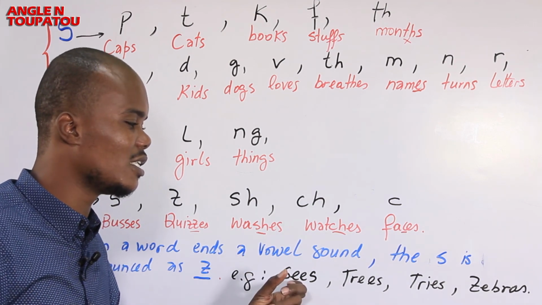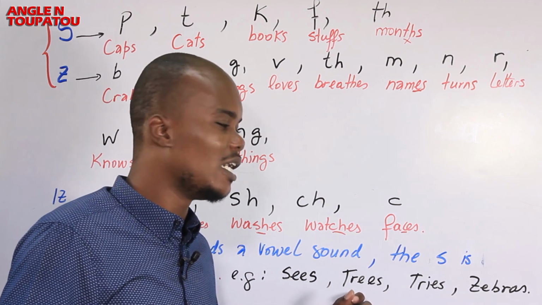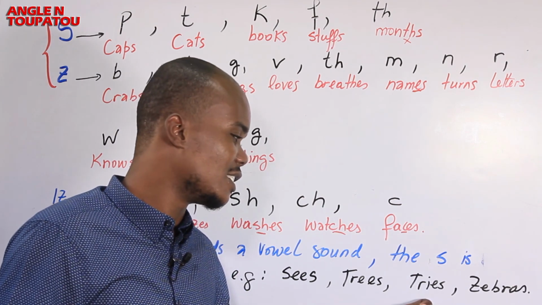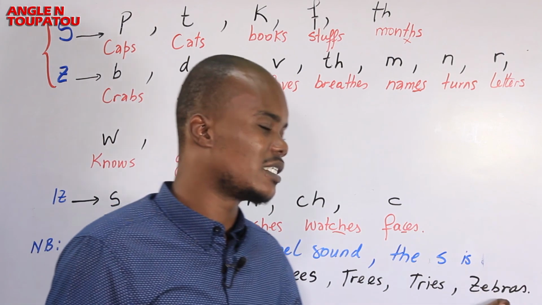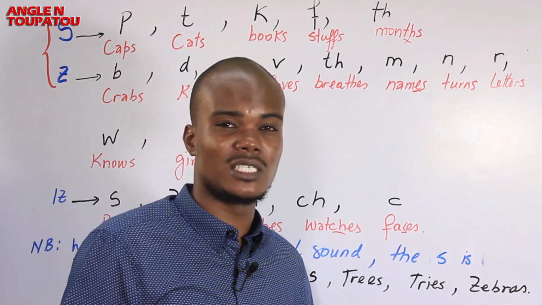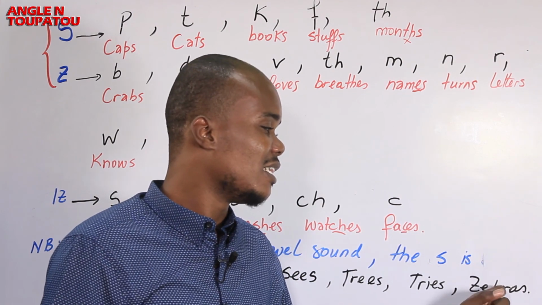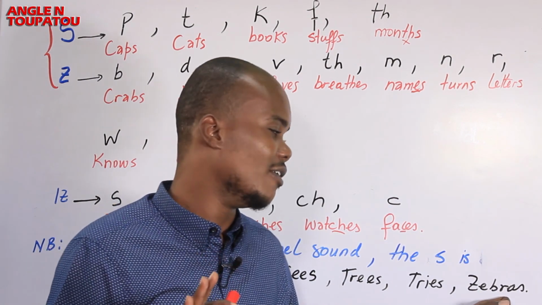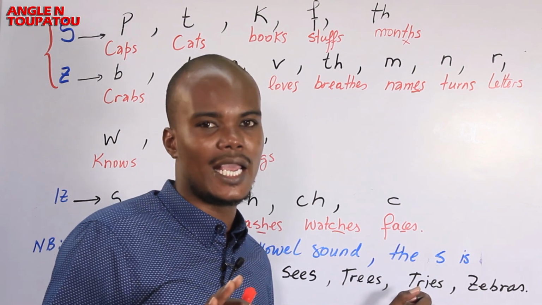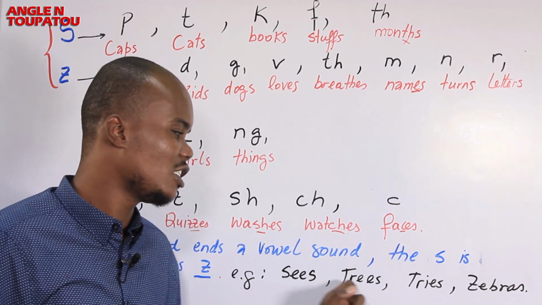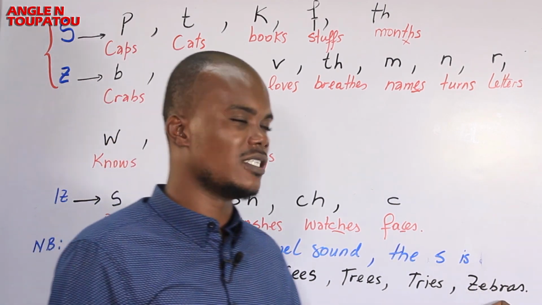I say seas, like trees, like tries. Like zebras. I don't say zebras with an S, I say zebras with a Z, because zebra terminates with a vowel sound. The same for try, the same for tree, the same for sea. I say seas, trees, tries, zebras.